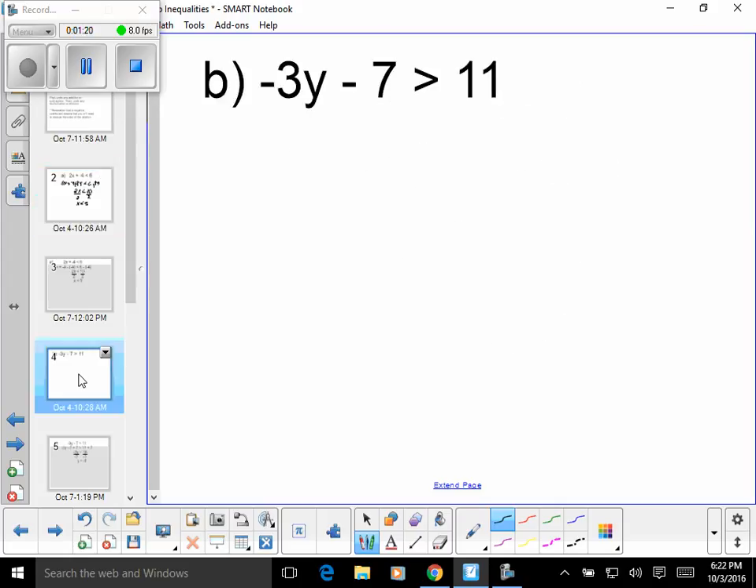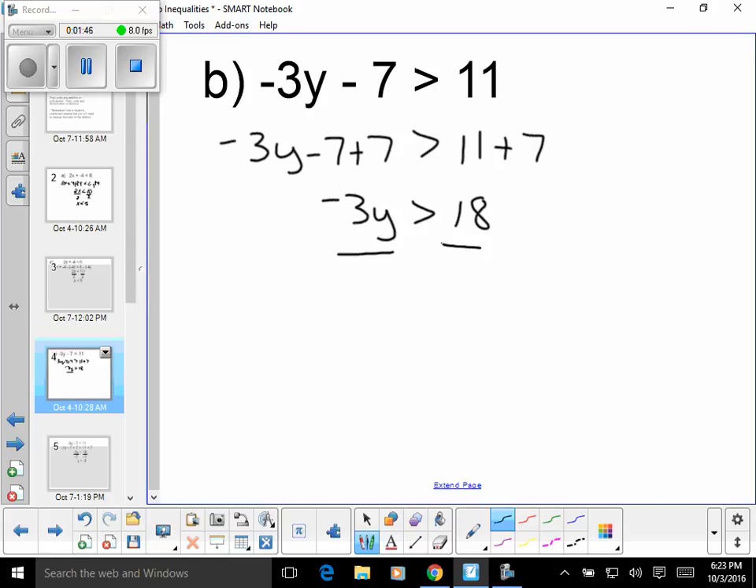Now in B, we're going to have to watch out. First thing that should pop out at you is the fact that there is a negative coefficient on that variable. So please keep that in mind when you are doing this problem. -3y minus 7 plus 7 is greater than 11 plus 7. -3y is greater than 18. Note that you are dividing by a negative number. Therefore, I need to change the direction of the relation sign. Y is less than -6.